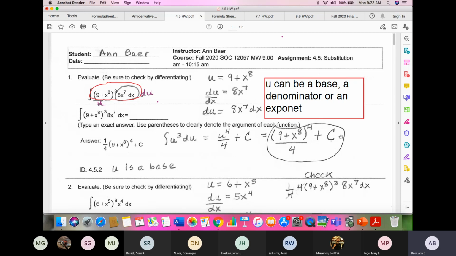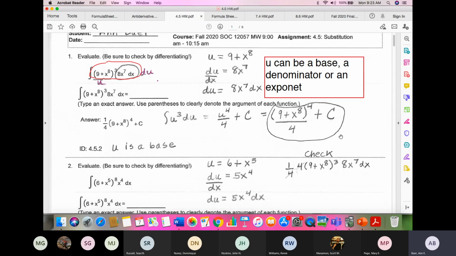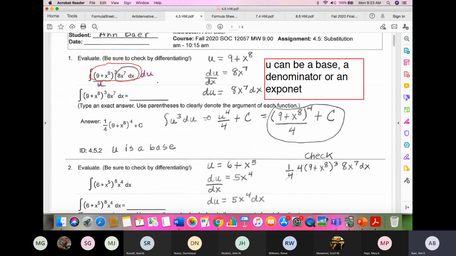Anybody have any questions on that first example? Because we've got some tips and tricks we want to look at with some of the other problems. And so it's important to understand this first one, because it was a pretty basic integration by substitution problem. Feel free to stop me.